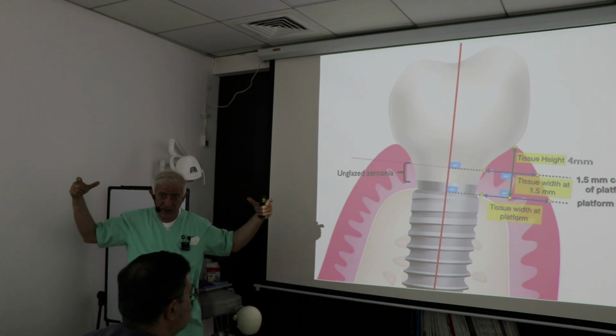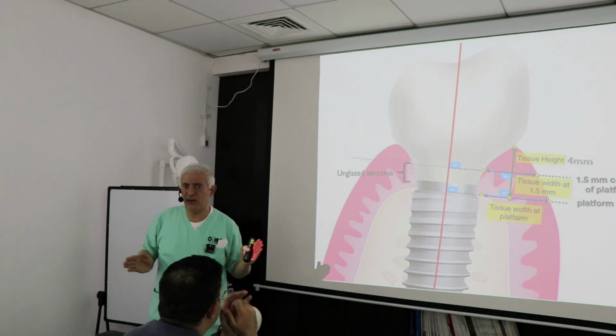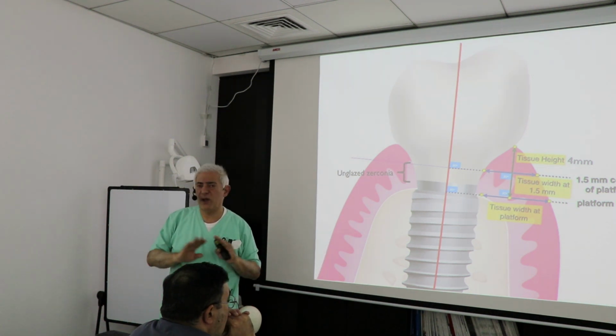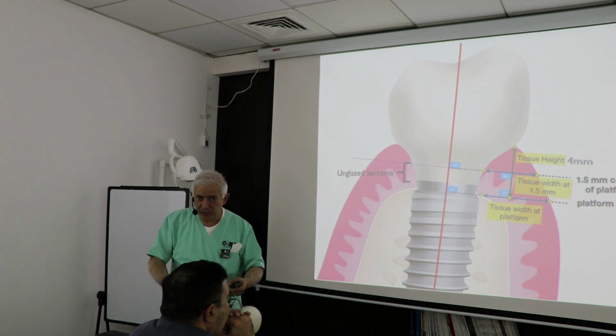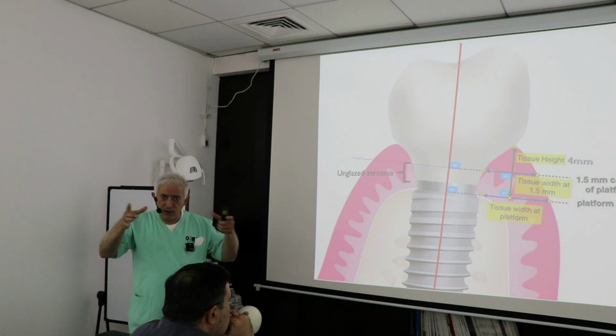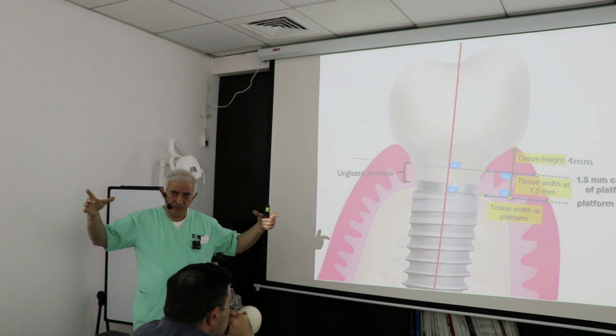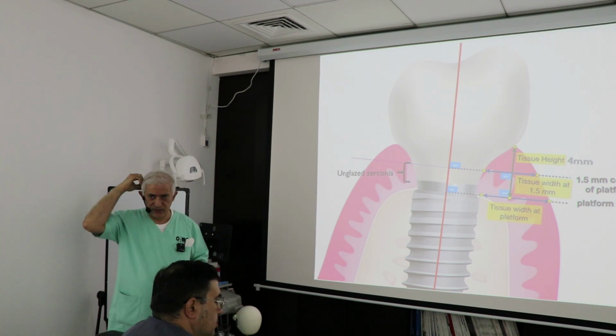But if it was an extraction socket, all this will collapse. There is no way you can get it back. No way. Unless you do a soft tissue grafting and then a temporary healing and the temporary crown and then wait 6 months and then slowly make it bigger and bigger.